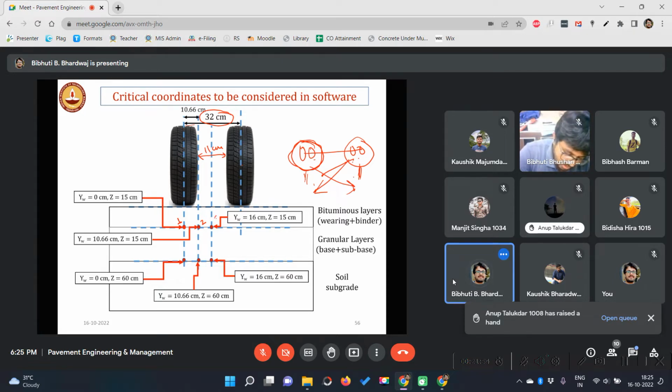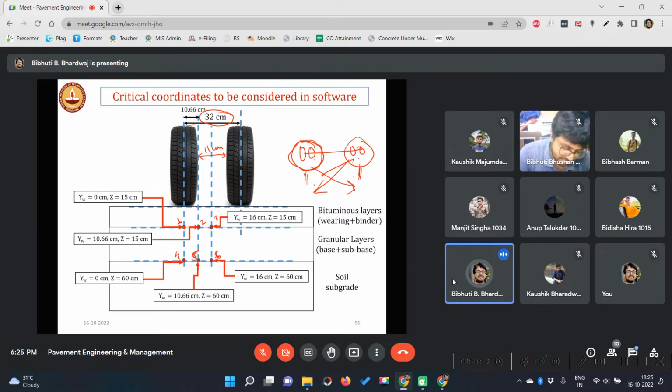So the other 3 points are at the top of the subgrade, 4, 5, 6. So can you draw this and find out? So this distance is y, this distance is z. So this direction is z. And that direction in which the vehicle is moving, that direction is x in our software, the software which we are going to use. Okay.